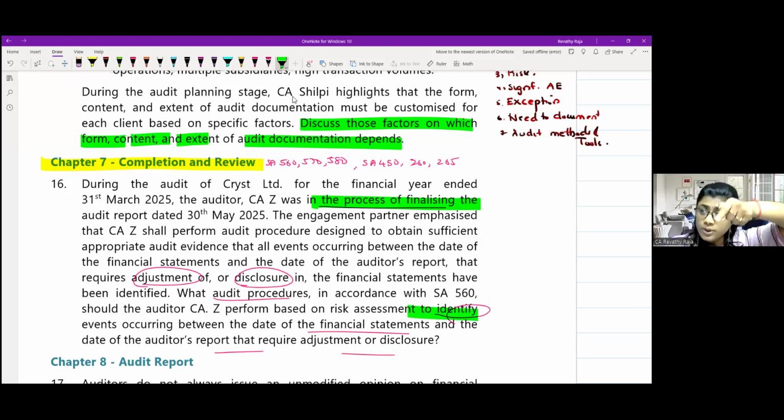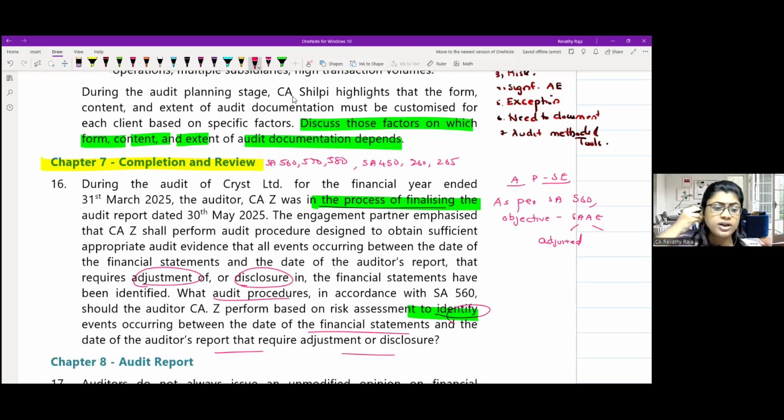Now, what procedure will you perform to identify? 4 or 5 procedures, 5 procedures are there. Can you say how to present? Come on. Put a heading: audit procedure for subsequent events. Now, as per SA 560, you can write the objective. The auditor should obtain sufficient and appropriate evidence whether events between FS and audit report are either properly adjusted or disclosed. Then the auditor shall design and perform the following procedures.